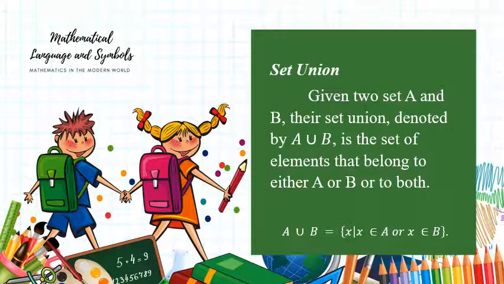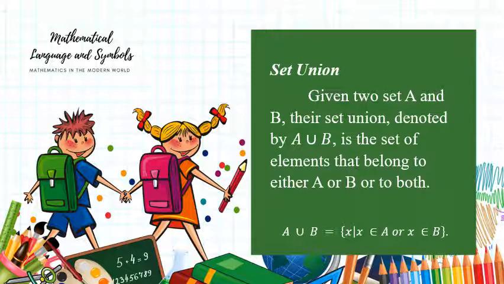Now let's proceed to set union. Given two sets A and B, their set union, denoted by A ∪ B, is the set of elements that belong to either A or B or to both. So all the elements in A are combined with the elements in B, and they will make the set union. So take note, A ∪ B is the set of x such that x is an element of A or x is an element of B.